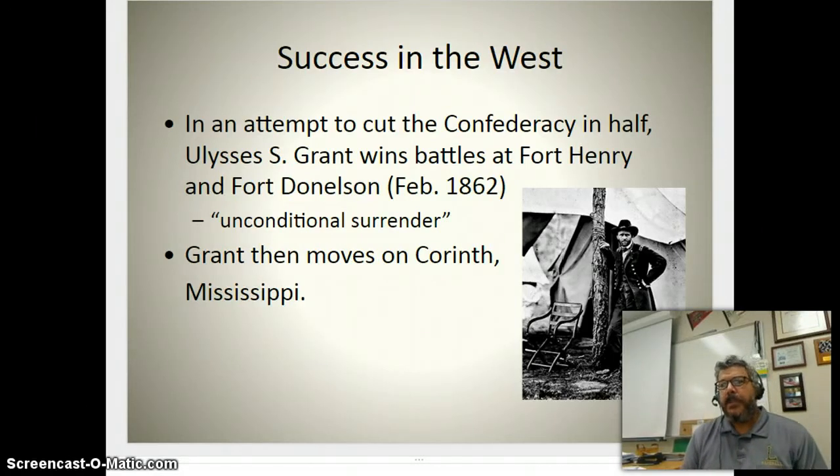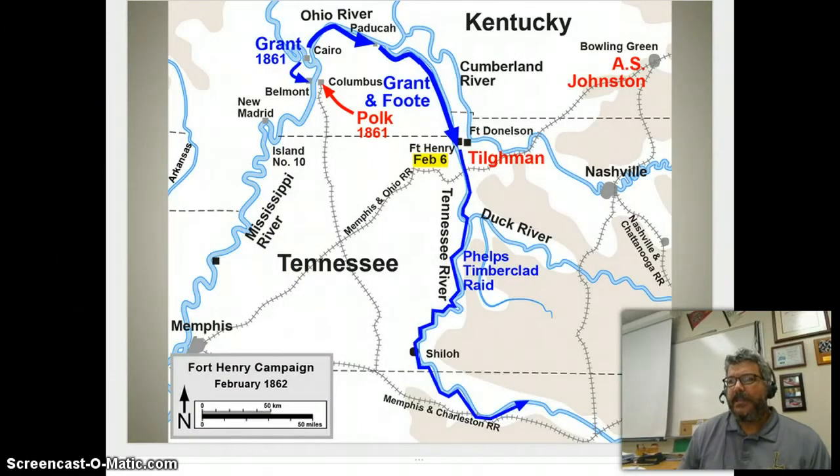So, in an effort to start this campaign to the south, Grant has his eyes set on two Confederate forts, one on the Tennessee River, Fort Henry, and the other on the Cumberland River, Fort Donelson. These are going to be two battles that take place in quick succession. You've got Fort Henry, you'll see right here, very close by land to Fort Donelson in the northern part of Tennessee. So Grant's going to move south.